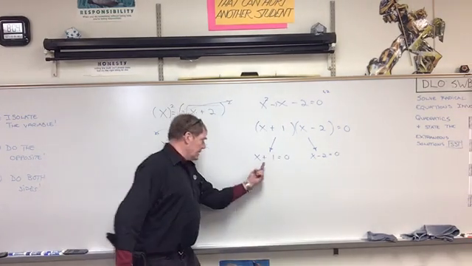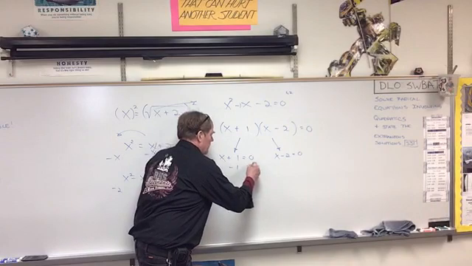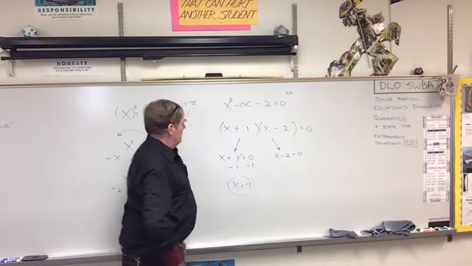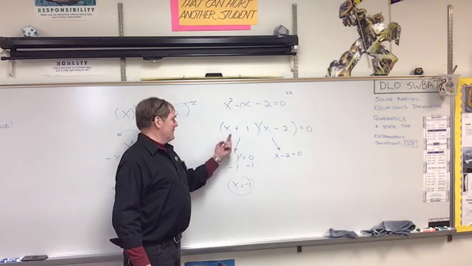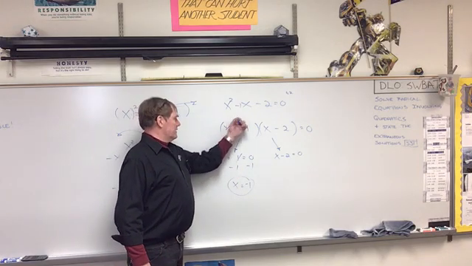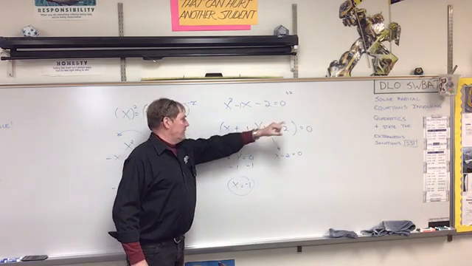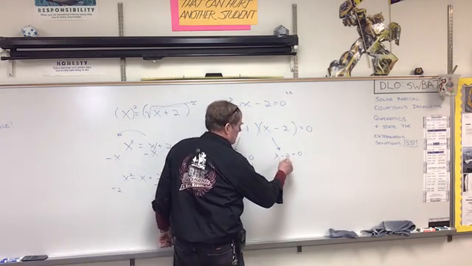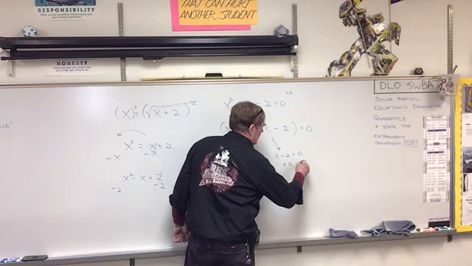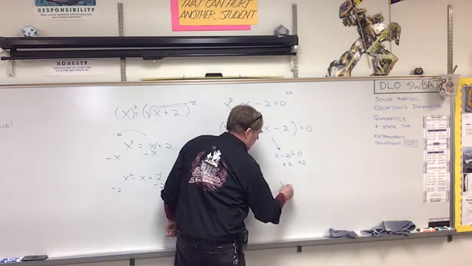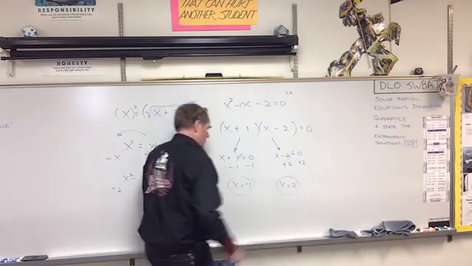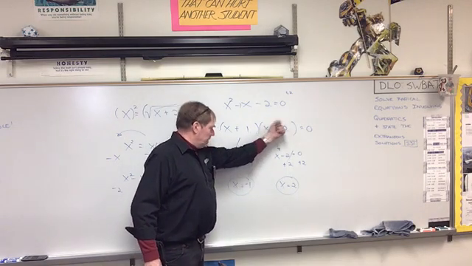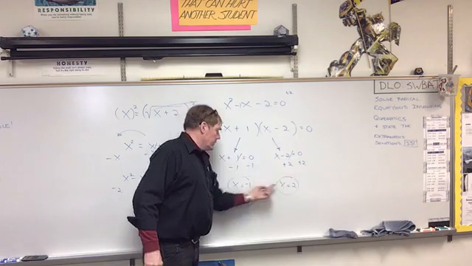The opposite of plus 1 is minus 1. Whatever I do to one side, do the other. x equals -1. Yeah, -1 would make that 0. Watch: -1 plus 1 is 0, and 0 times anything is 0. What about this one? The opposite of minus 2 is plus 2. x equals 2. 2 is another solution. 2 minus 2 is 0, and 0 times anything is 0. So those are the two zeros of the function.